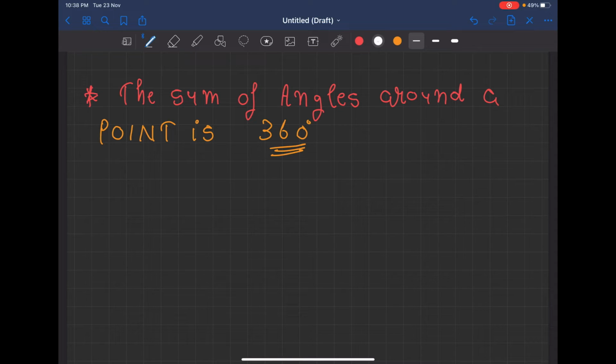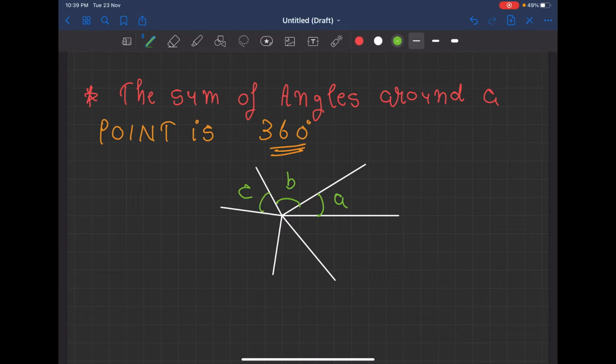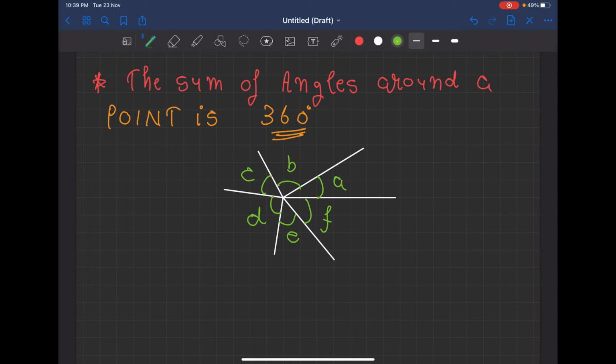For the sake of explanation, let me draw some lines here. So let's take this line, and one line here, and one here. Okay, so let's just mark these angles. Let's say I have angle A, this angle is B, C, D, E, and finally angle F. So the sum of all these angles will be 360 degrees.